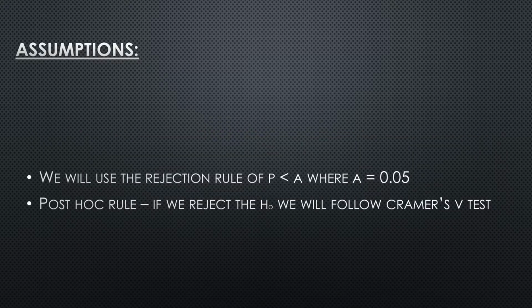First, let's look at the assumptions. We will continue to use the rejection rule of p less than an alpha of 0.05. We'll also add a post hoc rule in if we reject the null hypothesis. And that means we will follow up with Cramer's V test.